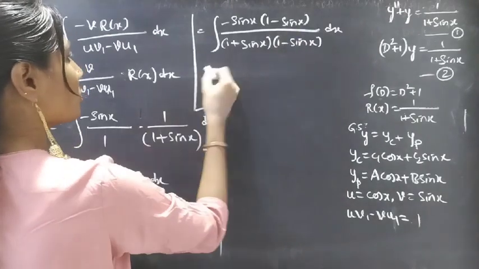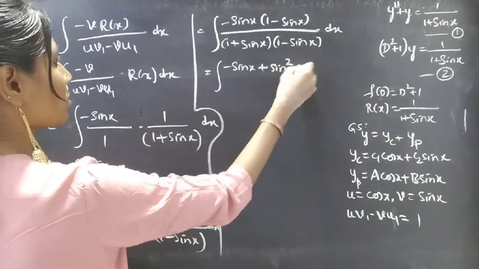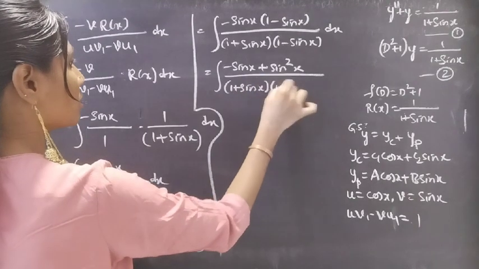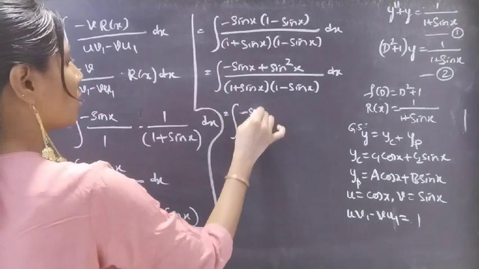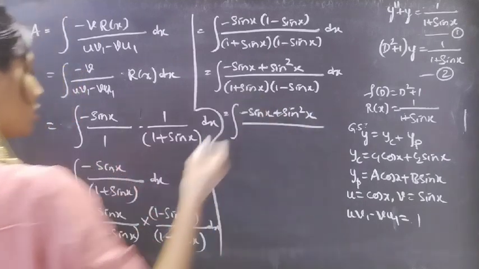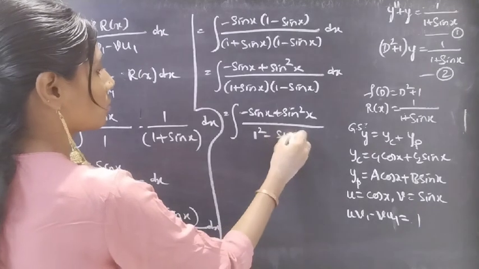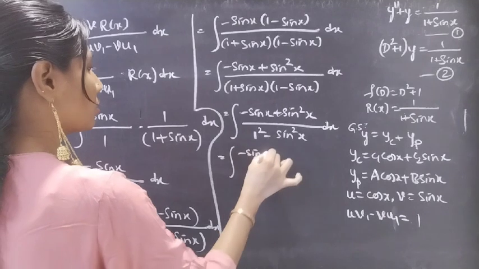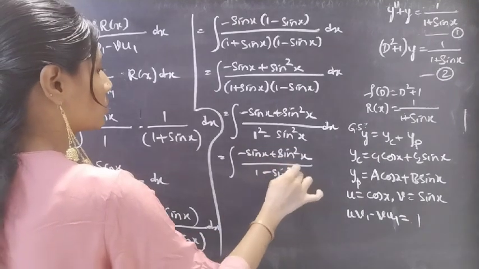into dx. This gives us integral minus sin x minus into minus plus sin x into sin x is sin square x by 1 plus sin x into 1 minus sin x into dx. This gives us integral minus sin x plus sin square x by, the denominator is of a plus b into a minus b form, so we can write it as 1 square minus sin square x into dx, which is equal to minus sin x plus sin square x by 1 minus sin square x dx.